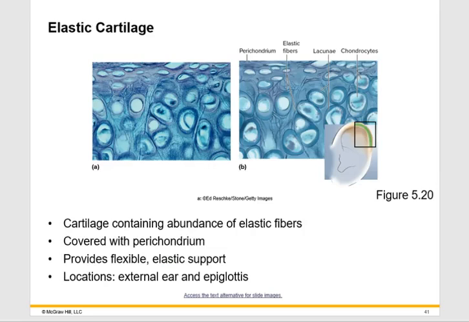Elastic cartilage, as you could probably predict, has a lot of elastic fibers. So you see these thin black streaks in this picture. Those are the elastic fibers, but you still see the eyeballs, the lacunae holding the chondrocytes. Elastic cartilage is much more flexible, so we find this type of cartilage forming the outside portion of our ear, and also something called the epiglottis. We'll learn that it helps to control the direction of food and movement as we swallow.